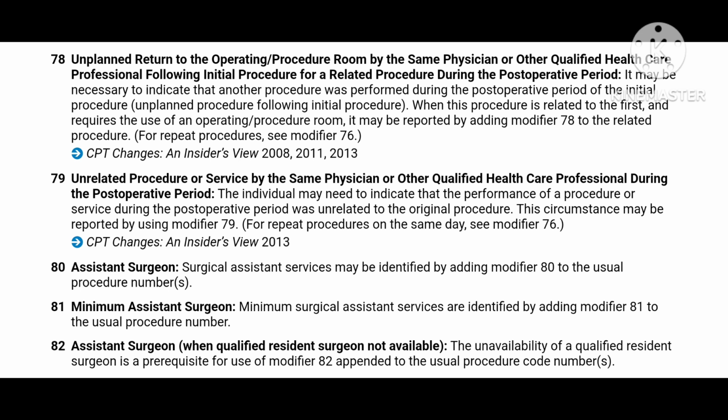Modifier 78. This is unplanned return. The surgery was not a planned one. The second surgery I am telling. Second surgery is not a planned one, but patient has got some complication, due to that he is undergoing second surgery, then you will be using modifier 78.